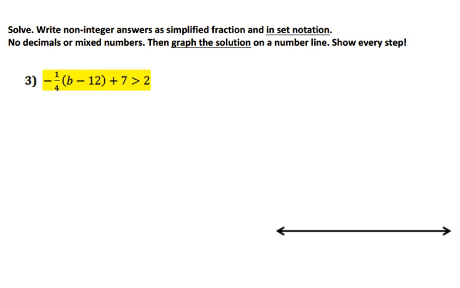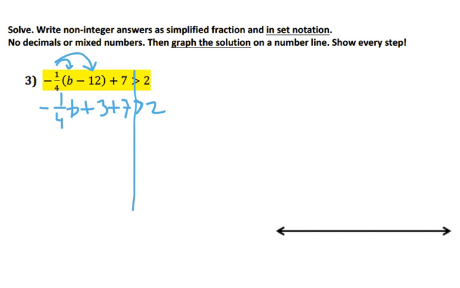Alright, number 3, negative 1/4 times b minus 12. So we're going to be distributing again here, and then we have a plus 7, and on the other side of our inequality we have 2. So let's go ahead and distribute. Negative 1/4 times b is negative 1/4 b. And negative 1/4 times 12. Okay, so what's a fourth of 12? Well, that's 3. Negative times negative is positive, so positive 3 plus 7 is greater than 2.